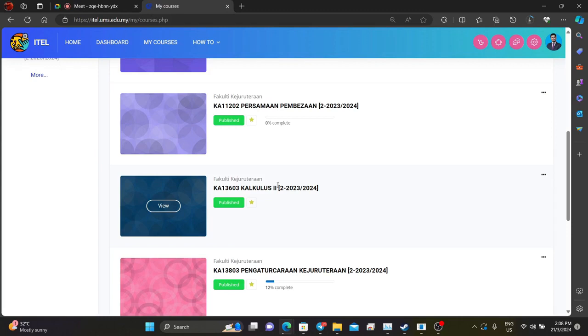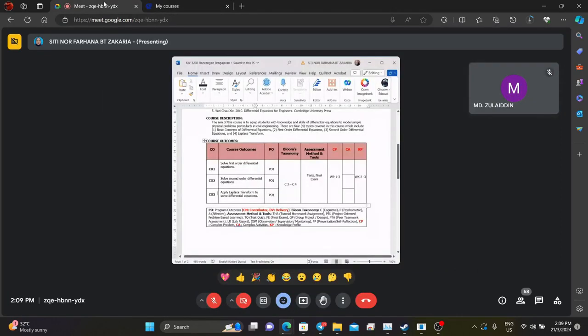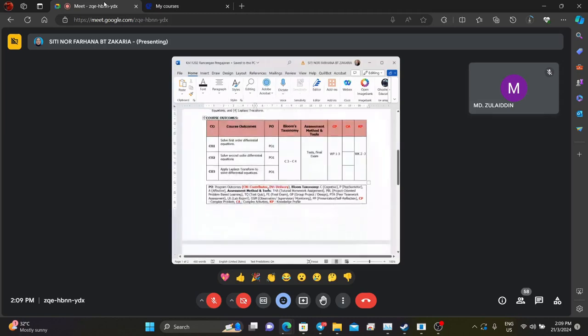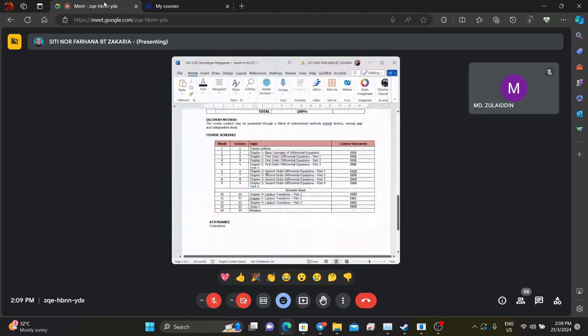So this subject has 3 COs. CO1 is about the first order differential equation. CO2 is about you needing to solve second order differential equation. And the third one, you need to apply Laplace transform to solve differential equation. So CO1 and CO2, I will cover these topics. And then CO3, Dr. Nurul Syahadatul will take over. Okay. And then this is the chapter that you will learn in this semester.